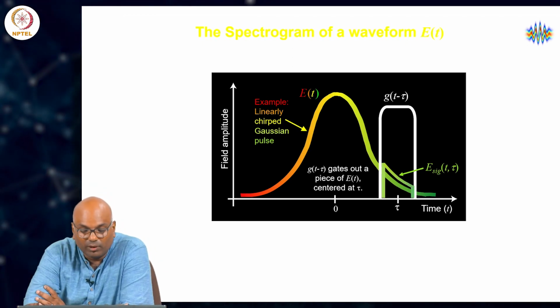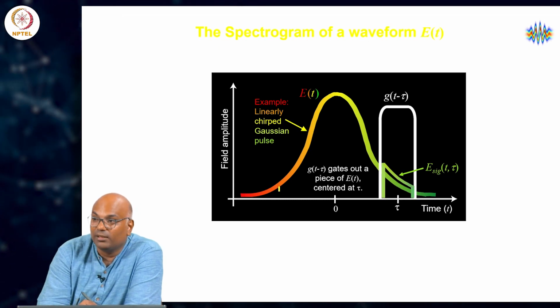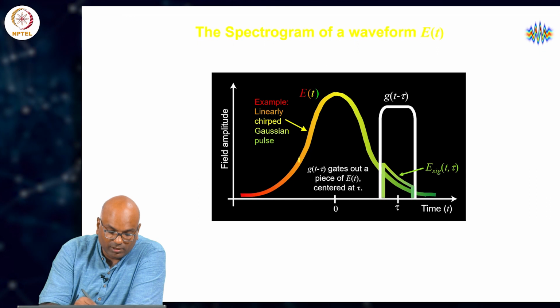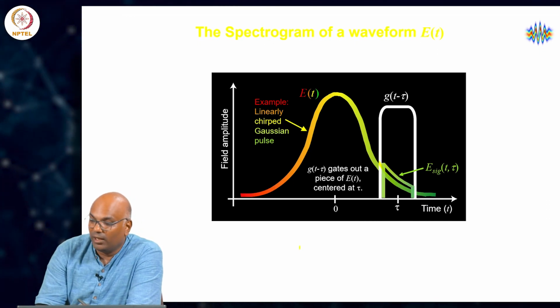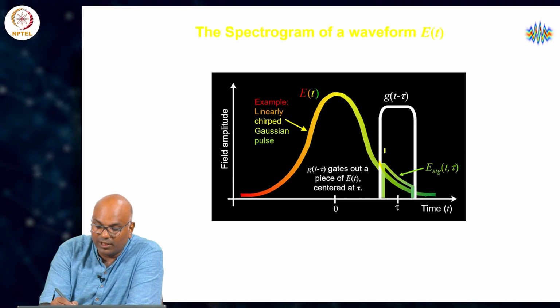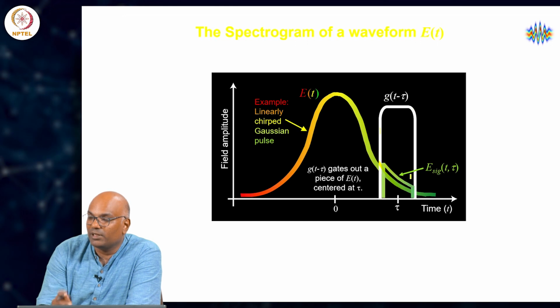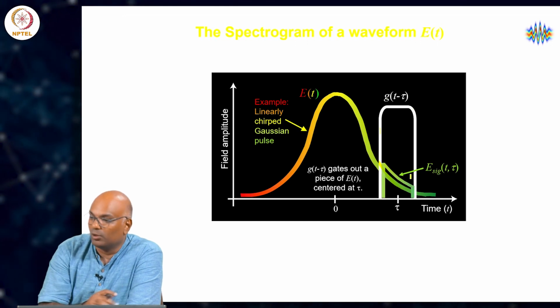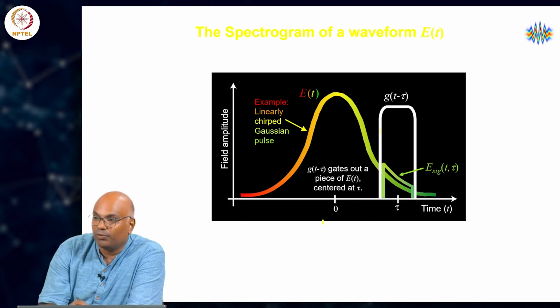Now we come back to our earlier notion of looking at the waveform as a spectral signal E of t with a time varying instantaneous frequency nu of t, and the gating function here is g of t. So, you gate this out using the gating function and measure the spectrum. Do this for various delays of tau.